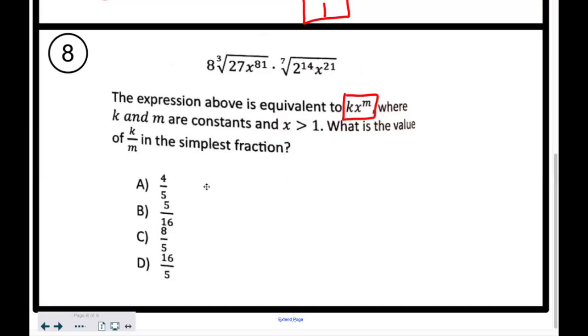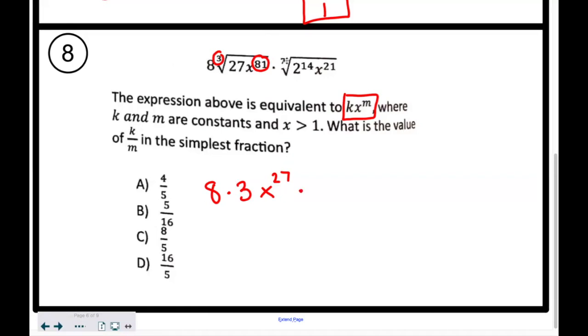So I have an 8 times. Now, if I do the cube root of 27, we either know that's 3 or just use a calculator to get that. And then when you're doing the cube root of x to the 81, the way you're going to look at that is you say, how many times does 3 go into 81? And it goes in 27 times. Again, you could use a calculator, just do 81 divided by 3. So that first one gives me 8 times 3, x to the 27. And we'll multiply these. I'm just going to wait until the next one.